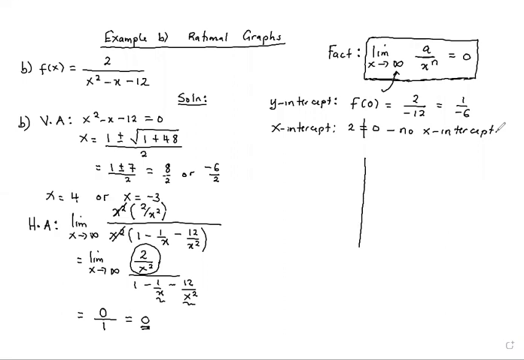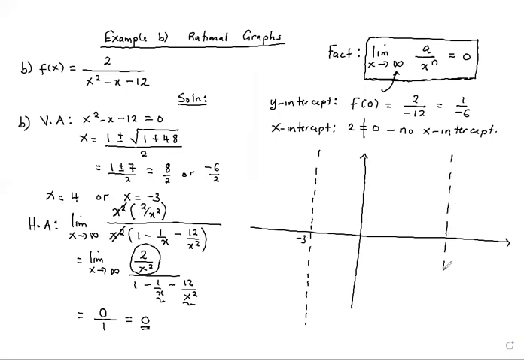Then now we sketch. So to sketch, we have two vertical asymptotes, -3 and +4. We can never have two horizontal. Then, what is the y-intercept? The y-intercept is -1/6. And there's no x-intercept. So this means that the graph in between here will just be a very bad graph of this nature.